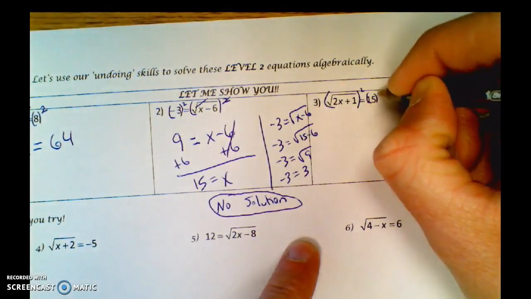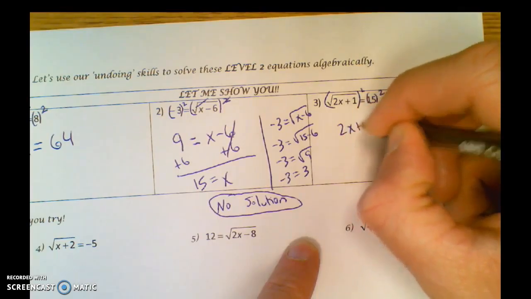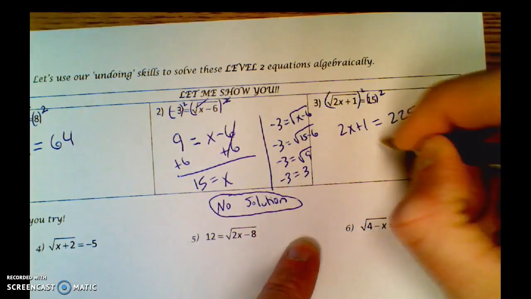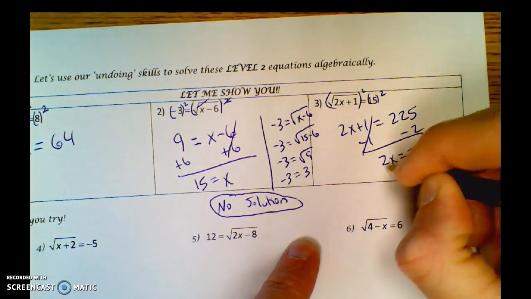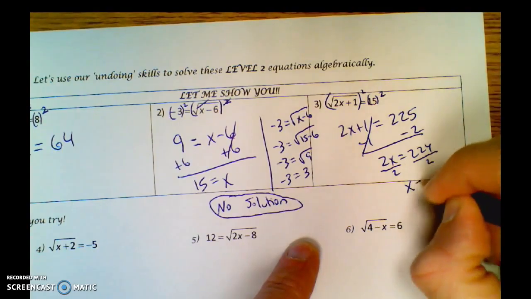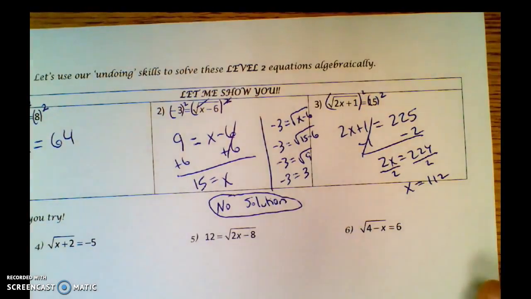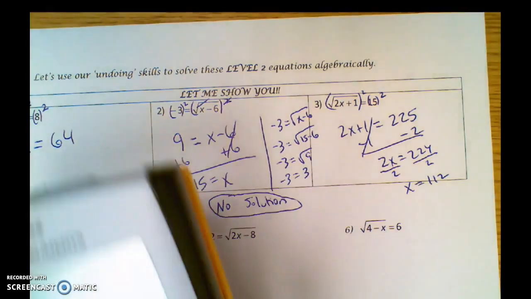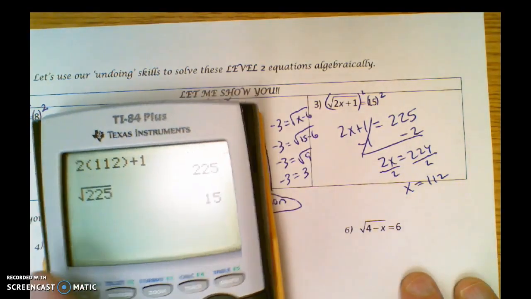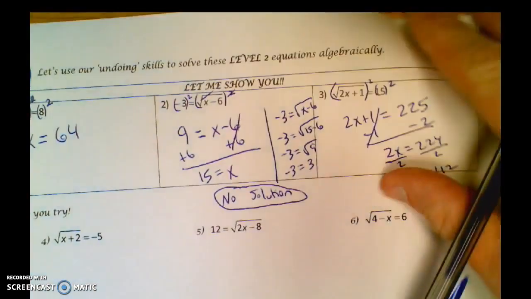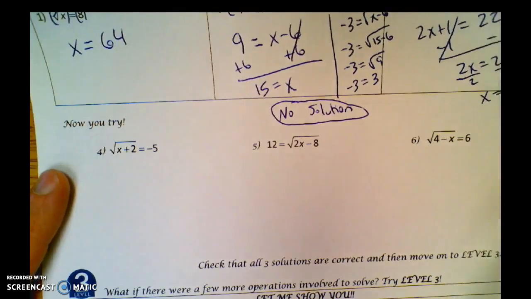Same idea for this one, square both sides. So this becomes 2x plus 1 equals 225. Subtract 1 on both sides. 2x equals 224, divide by 2, x equals 112. You can check. 2 times 112 plus 1 is 225, and the square root of 225 is 15. So let's try these three on the bottom here. You can pause the video and come back and see if you can solve these ones without me.